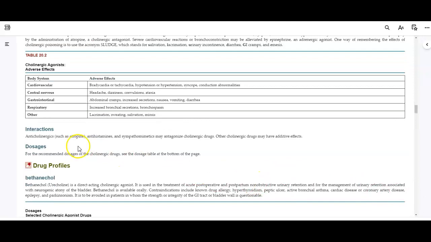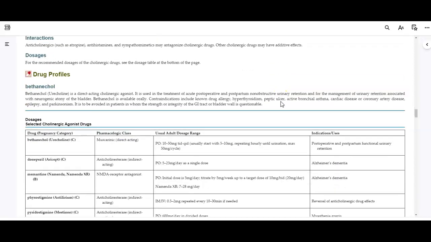And then when we look at our interactions, basically it's with anticholinergic medications, some antihistamines, and then some sympathomimetics can also antagonize those cholinergic drugs, so pay attention to that. Then if we use multiple cholinergic drugs together, we can have additive effects, so it's going to exacerbate any of those previous symptoms we mentioned. So let's look at our 3 drugs.